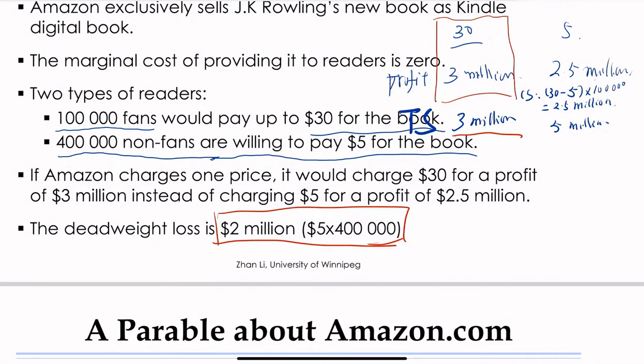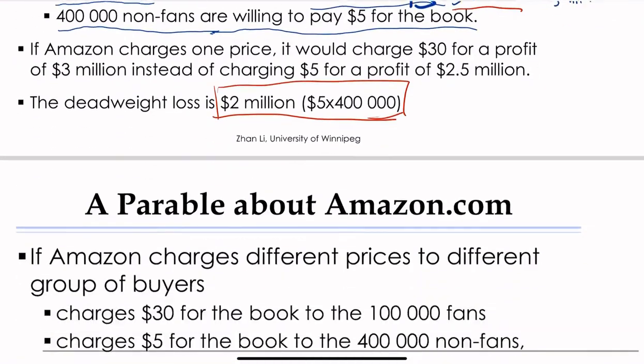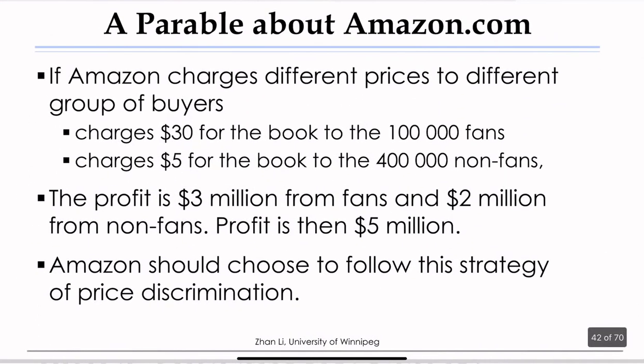And 500,000 copies is a quantity which generates higher total surplus. So you can see that the quantity 100,000 is inefficiently low. Now let's think about a different scenario.